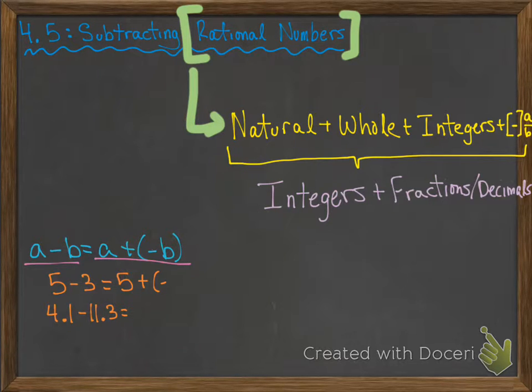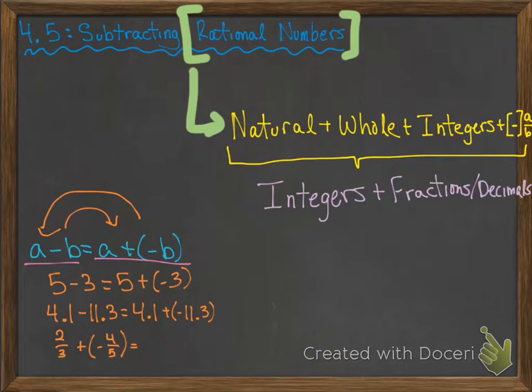Same thing, 4.1 minus 11.3, subtracting a positive, is the same thing as adding the negative, 4.1 plus -11.3. Let me fix that first equation, 5 plus -3. There we go. Now the fraction, 2/3 plus -4/5. Instead of going this way, subtracting a negative, we can also go the other way. So I'm adding the negative, so we can go backwards. 2/3 plus -4/5 is the same thing as 2/3 minus 4/5.